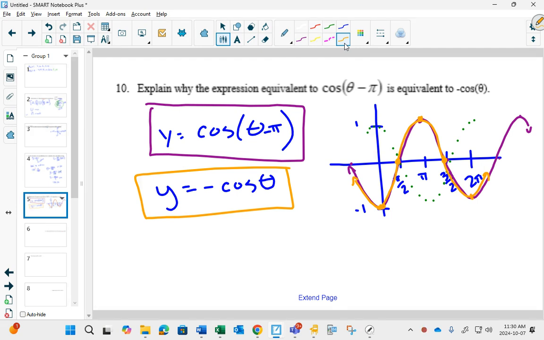I'm actually really happy with how the orange and the purple look next to each other. I think that looks nice. That makes me happy.